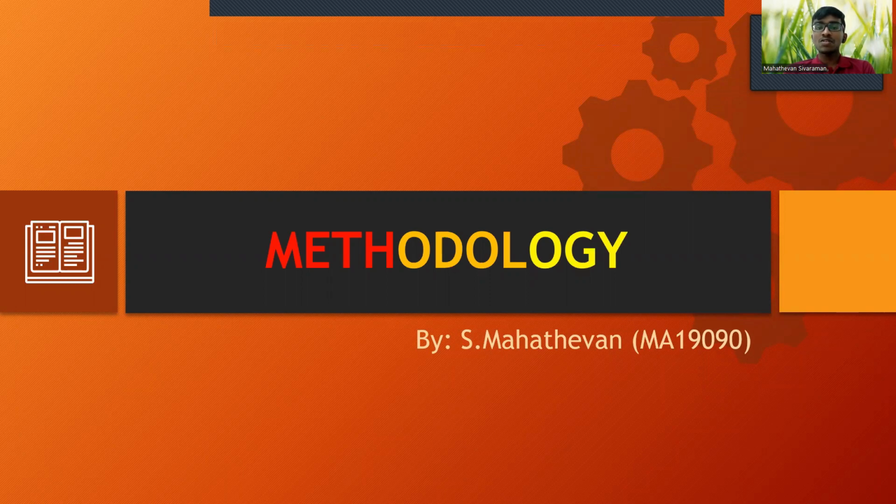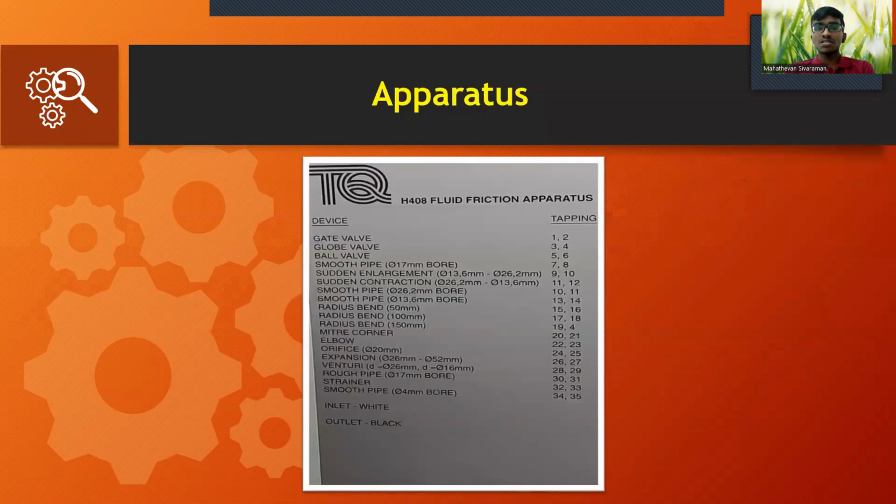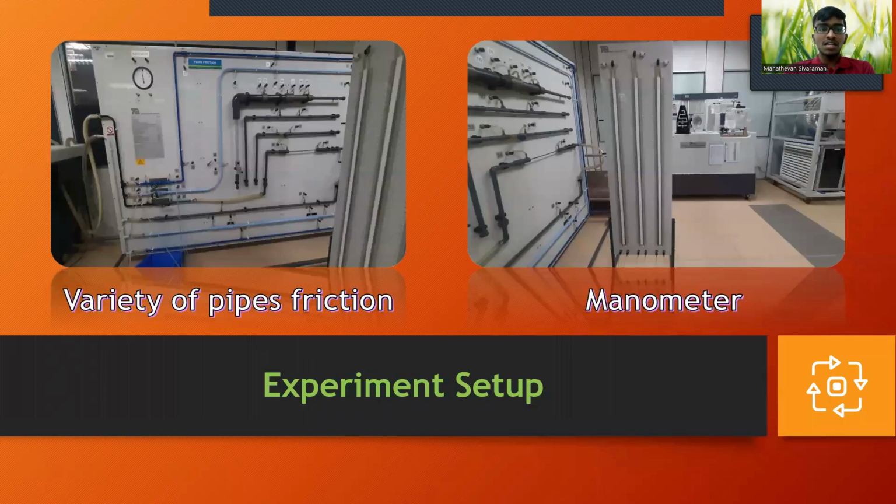Today I would like to talk about the methodology part of our experiment, which is fluid friction for experiment 3. Let us look at the apparatus for this experiment, especially the devices and tapping. We have many devices for this experiment, but we will use especially the gate valve, globe valve and also the ball valve, and we also have the tapping points for before and after. As we can see, this variety of pipe fittings gives us the overall view of this experiment, and also the manometers for us to read the before and after values.